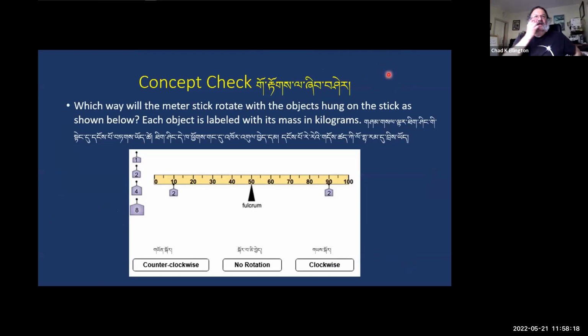So here's another kind of example. If you have a pivot, something that can balance on something else, and you have masses hung on it at different distances, which way will this stick rotate? Will it rotate counterclockwise? Will it rotate clockwise? Or would it not rotate at all? The fulcrum is the pivot.